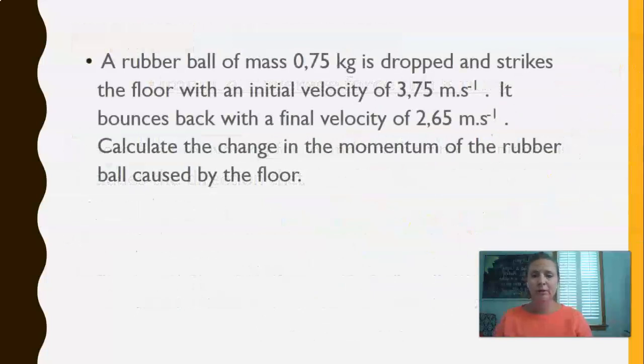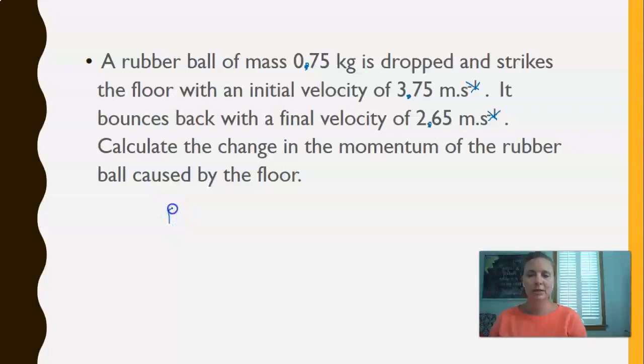Here's another one. I'm going to let you try it out on your own. I'm just going to read it to you. A rubber ball has a mass of 70, that should be 0.75, depending on my typos here. 0.75 kilograms is dropped and strikes the floor with the initial velocity of 3.75 meters per second. It bounces back with a final velocity of 2.65 meters per second. Calculate the change in momentum of the rubber ball.